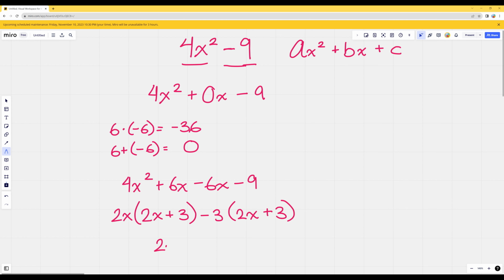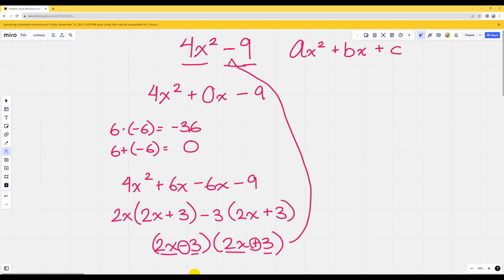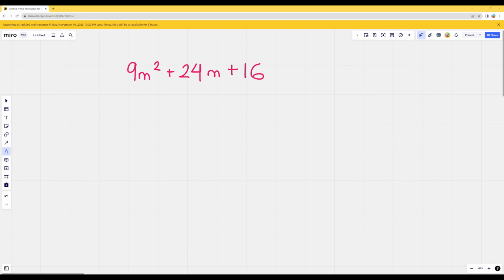So now our final answer is going to consist of two sets of brackets. One of them is 2x minus 3, which is the one outside of the brackets, and 2x plus 3, which is inside the bracket. Now let's take a look at these two sets of brackets. Their numbers and variables are the exact same. However, in between, the signs are opposites. One is minus and one is plus. Hence the name difference of squares, because when you multiply this out or expand it, you're going to be left with a minus 9.